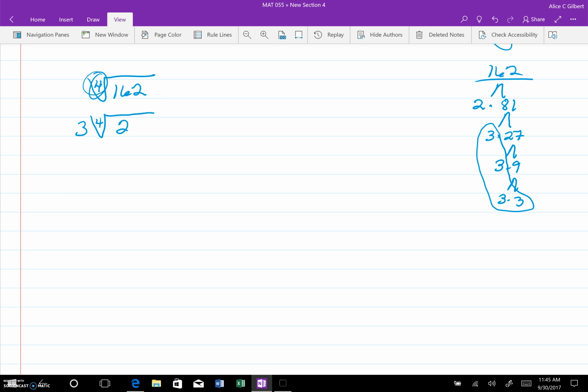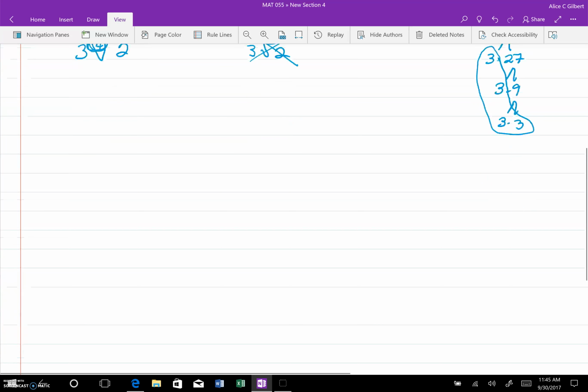And remember, whatever the original index was to begin with, that has to be the same. The answer has to have the same index. If you did this like this, you now have 3 times the square root of 2. You now have an entirely different answer. Okay? Let's do another one.